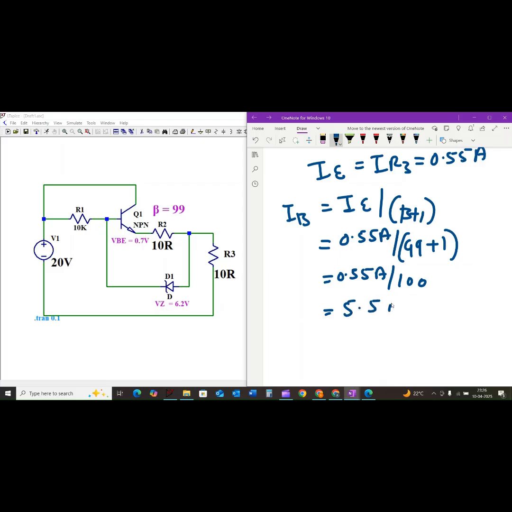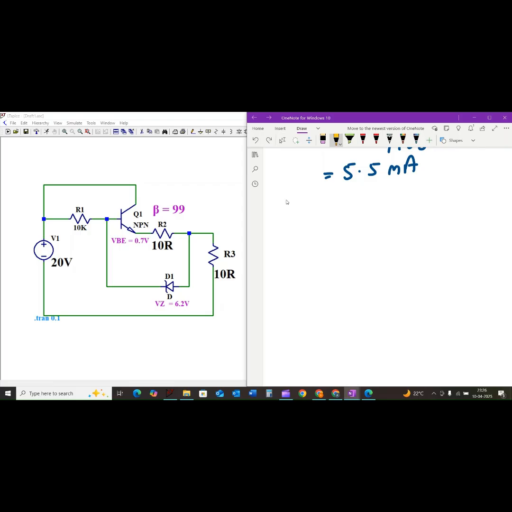And when we simplify this, we will get 5.5 milliamps. Now let's apply Kirchhoff's current law at the base node. If the Zener diode were in breakdown and regulating at 6.2 volt, the voltage across the resistor R2 would also be 6.2 volt, since it's connected in parallel with the Zener diode.